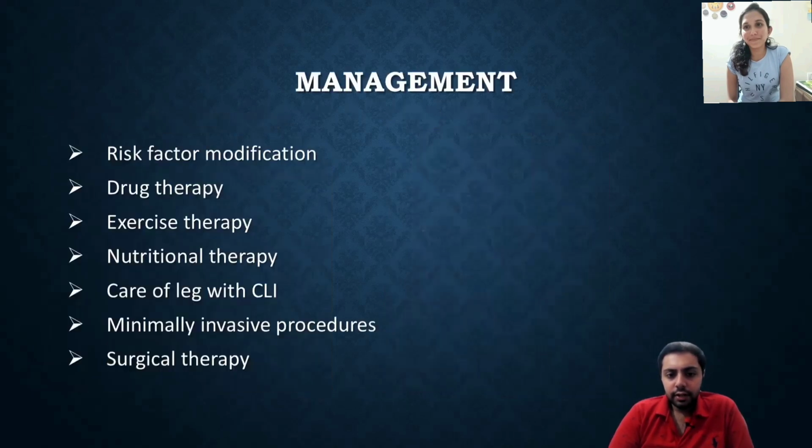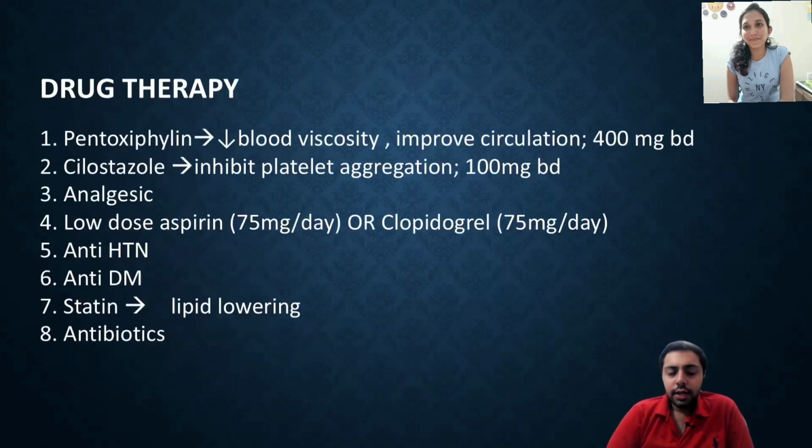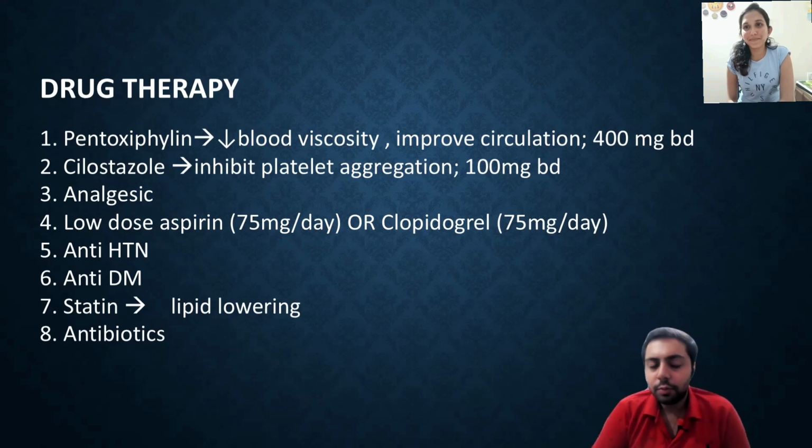So the management: risk factors you have to modify, tell the patient to stop smoking, drug therapy, exercise therapy, nutrition therapy, and the care of the leg with CLI, critical limb ischemia, as I said, and minimally invasive procedures and surgical therapy can be given. So drugs, yeah, these are all controversial. Basically, pentoxifylline and cilostazol can be given. It decreases the blood viscosity as it is written, but actually speaking, it won't affect the patient that much. We can try it out. Basically, on a trial basis, we can give.